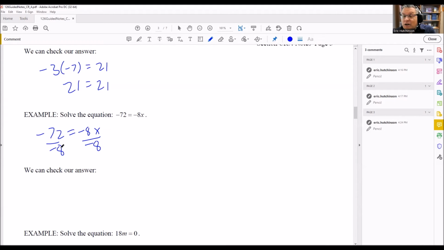Negative 72 divided by negative 8 is positive 9. And then I get a 1x in front, negative 8 over negative 8. So then I can just flip that around and write it as x equals 9. We want to check our answer now, which means I want to put a 9 in for the x. And then I'm going to simplify, and I'm looking to see if I get both sides equal. I do. So that's a true statement. Therefore, that means x equals 9 is the correct answer. We've checked our answer here.